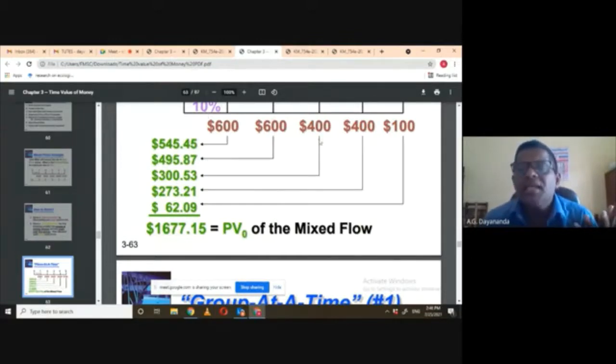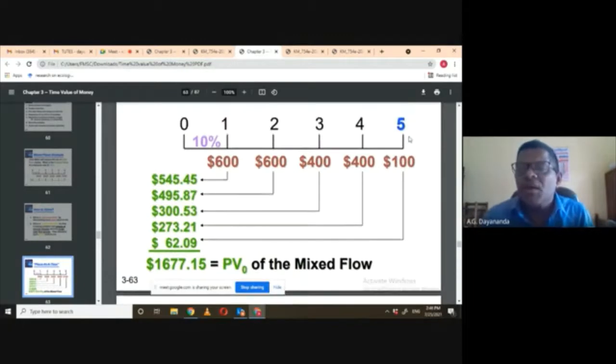Likewise, 3-year future cash flow, present value is so much. 4th year cash flow, present value is so much. The last year, the 5th year, if you are receiving 100 rupees in the 5th year, today that 100 rupees is worth 62.09. I think you got the point.